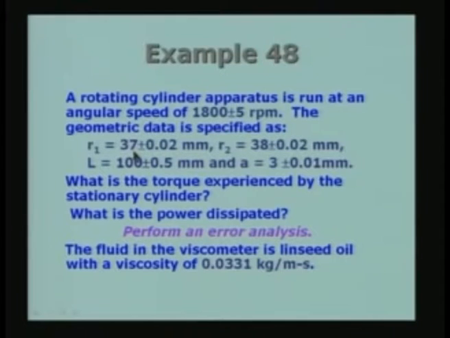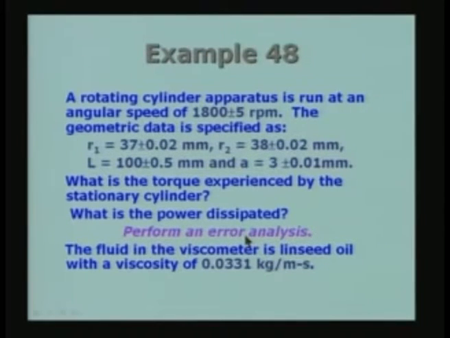The radius of the stator is 37 plus or minus 0.02 millimeters, and the inner radius of the rotor is 38 plus or minus 0.2 millimeters. The length of the apparatus is 100 plus or minus 0.5 millimeters, and the gap A is 3 plus or minus 0.01 millimeter. We would like to find out the torque experienced by the stationary cylinder, and also the power dissipated, given that the fluid in the viscometer is linseed oil whose viscosity is known to be 0.0331 kilogram per meter second.